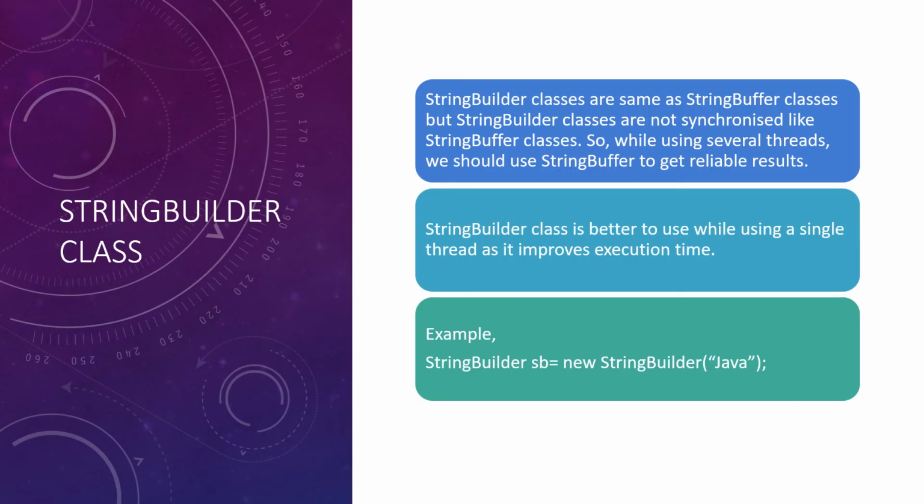StringBuilder classes are the same as StringBuffer classes, but StringBuilder classes are not synchronized like StringBuffer classes. So while using several threads, we use StringBuffer to get reliable results. The StringBuilder class is better to use when we use a single thread as it improves execution time. For example, StringBuilder sb = new StringBuilder("Java"). So we are creating a StringBuilder with the value Java here by using the new operator.